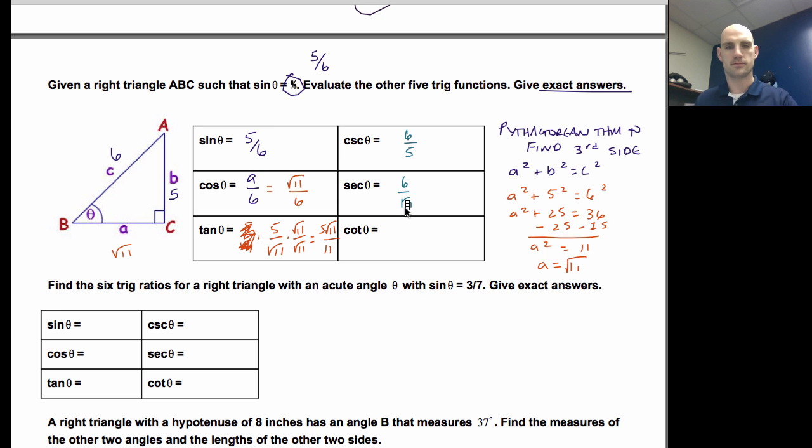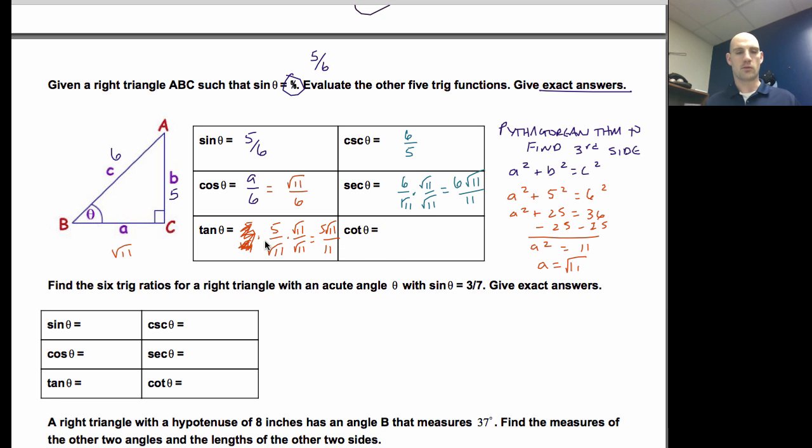But I need to rationalize. I don't want that. So this is 6 root 11 over 11.